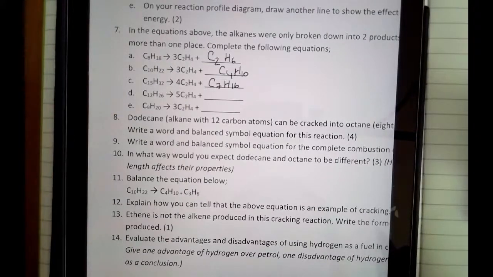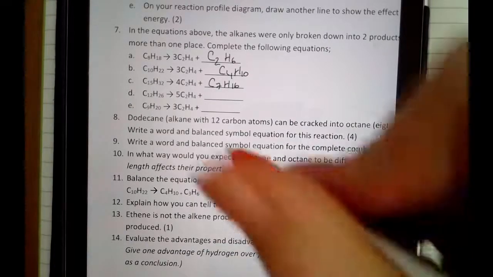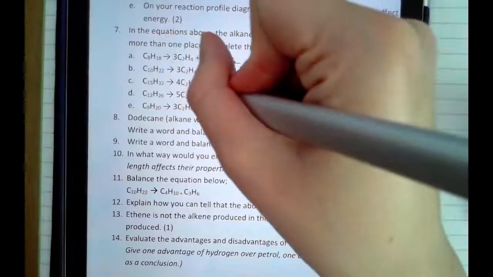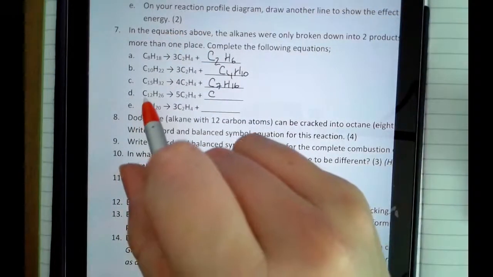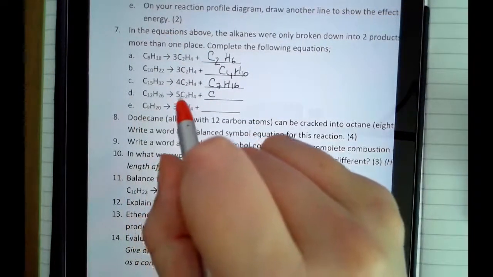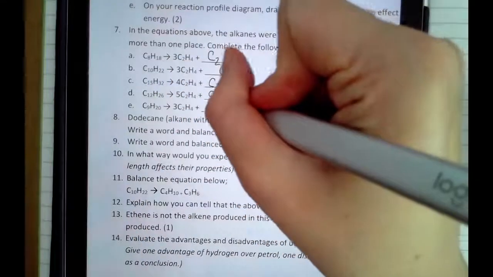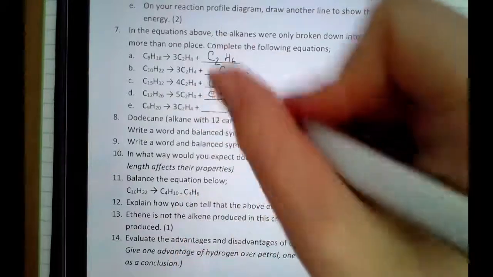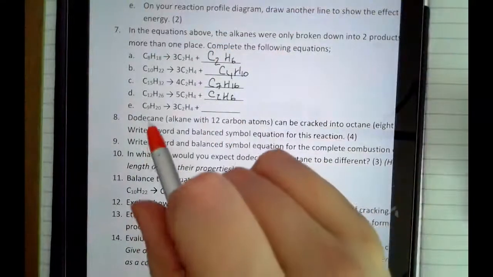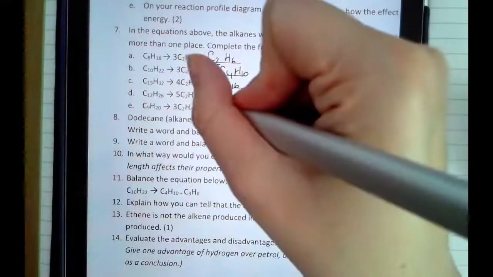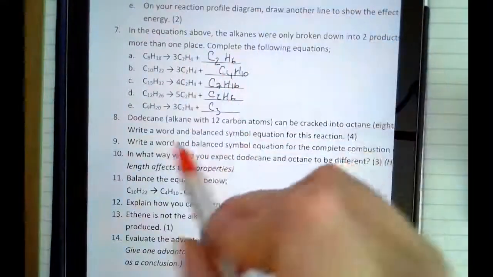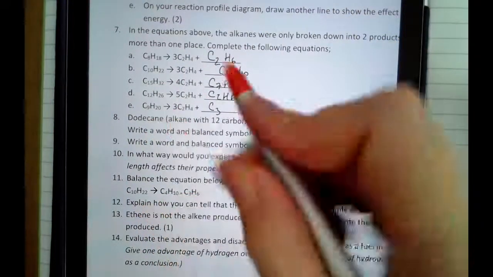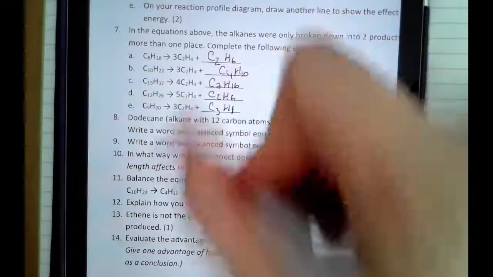Press pause, maybe do the other 2, D and E, for yourself, and then press play to see the answers. So for the next one, I've already got 12 carbons, 10 there, so I need another 2, and then 26 on the left. 5 4s are 20, so I need another 6. And then the last one, I've got 9 carbons, I've currently only got 6, so I need another 3. 20 on the left, 3 4s are 12, and I need another 8 on the right.